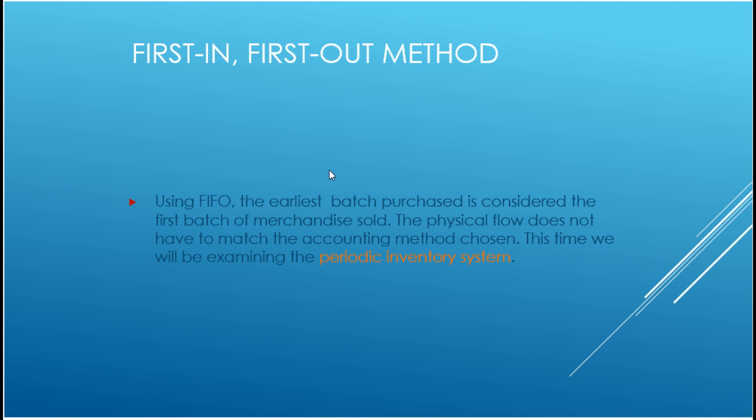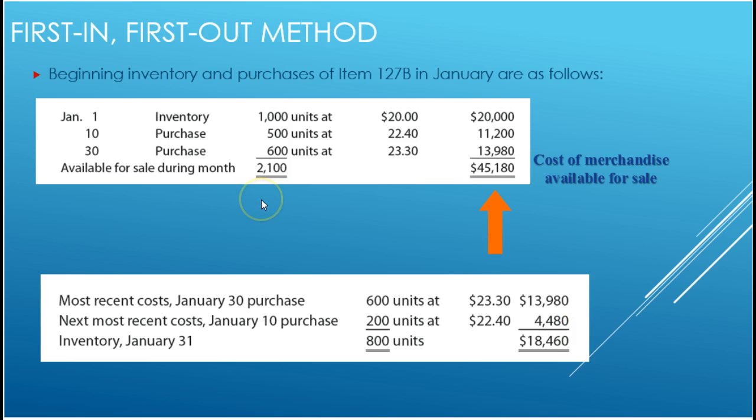So when we're using FIFO, you're going to use the earliest batch. It means first in, first out. So as we go through the layers, instead of taking it from a bottom layer, we're going to take it from the top layer of inventory. So here's our scenario. At the end of the period, January 1, we had $20,000. We purchased $11,200 worth and $13,980 worth. So overall, before we look at sales, we have a total of $45,180.